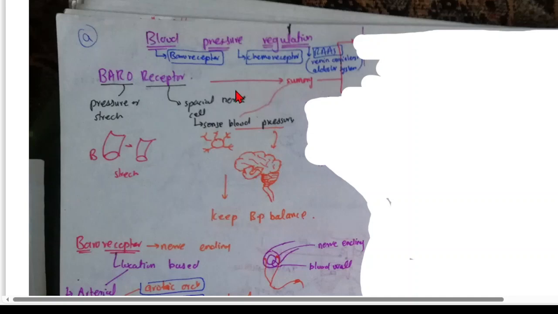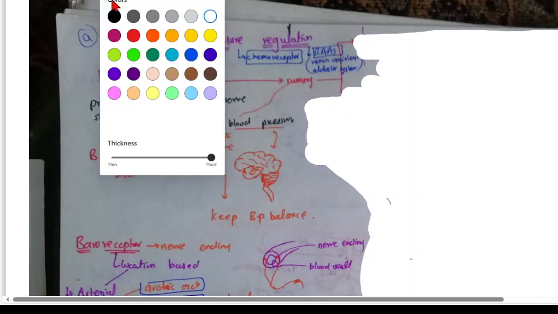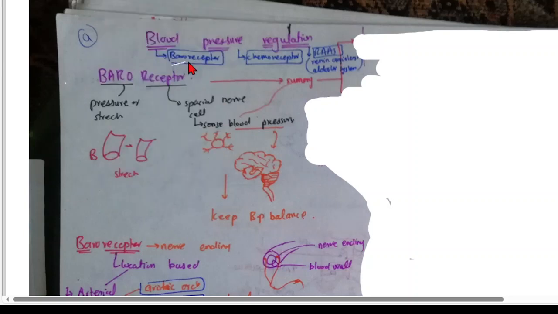So now we will discuss blood pressure regulation. How is blood pressure regulated? The first thing you have to understand is that blood pressure is regulated by the baroreceptor, another is the chemoreceptor, and another is the RAS system, the renin angiotensin aldosterone system. These are the three systems that control blood pressure: the baroreceptor, chemoreceptor, and RAS.